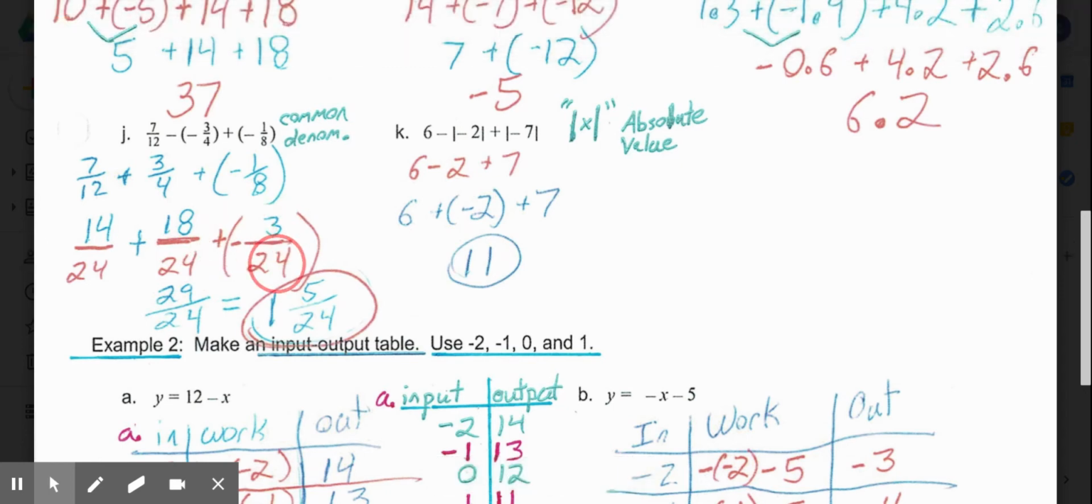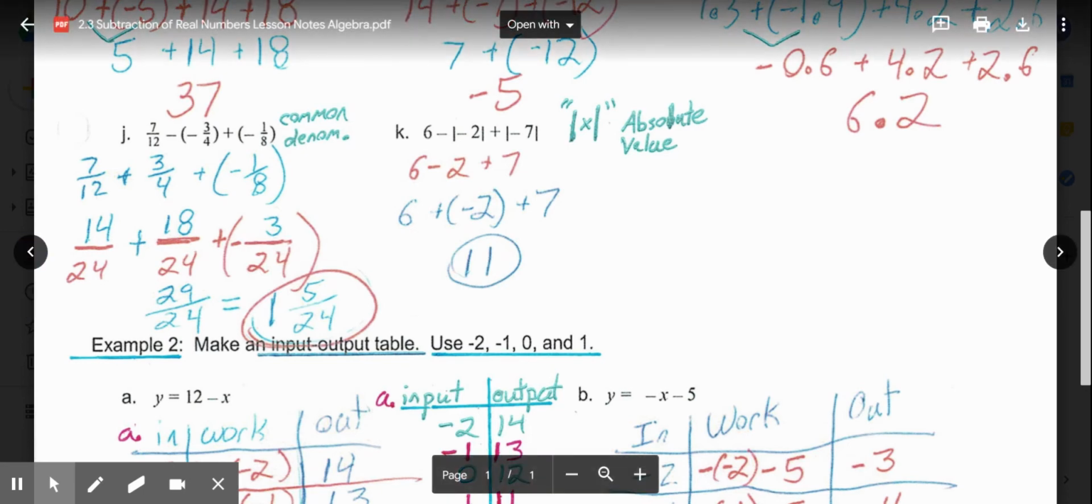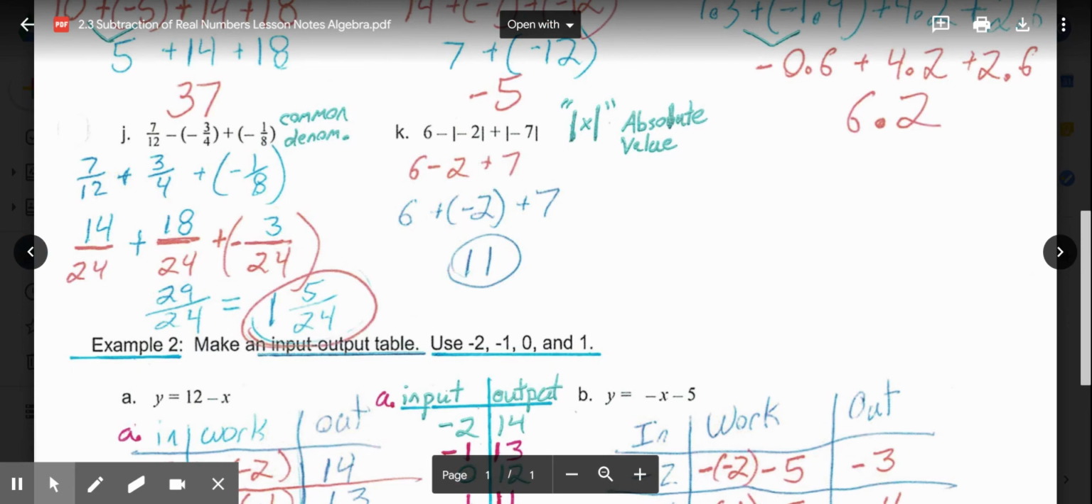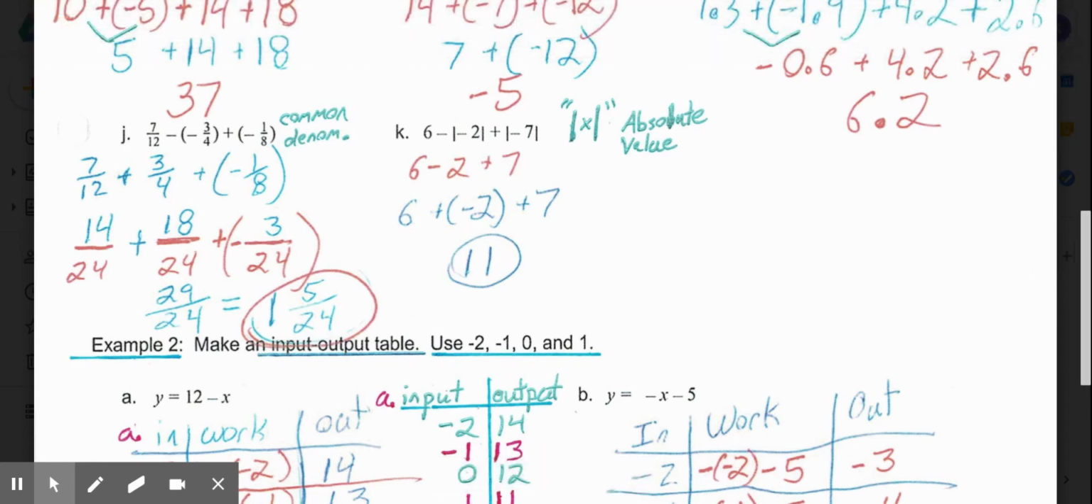Add across left to right, and we end up with 29 over 24, which we can rewrite as 1 and 5/24, because we can take 1 whole of 24 out, and that would leave us with 5 out of 24.